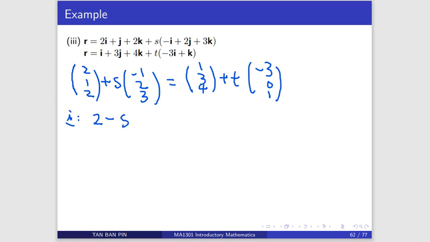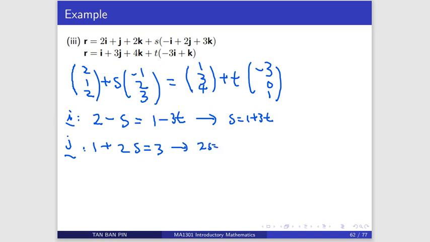2 minus s equal to 1 minus 3t. This will give you s equal to 1 plus 3t. Next we compare j component. 1 plus 2s equal to 3. So that will give you 2s is 2. So that will give you s is 1.